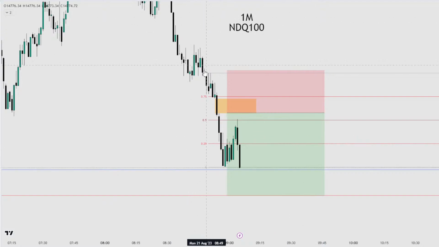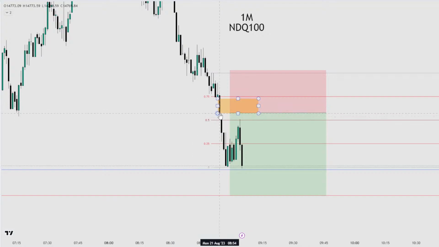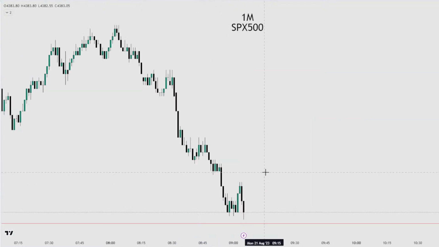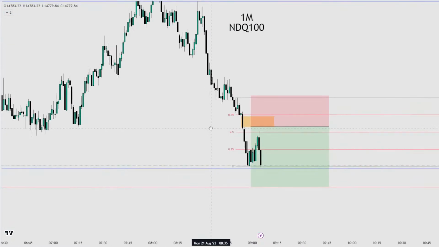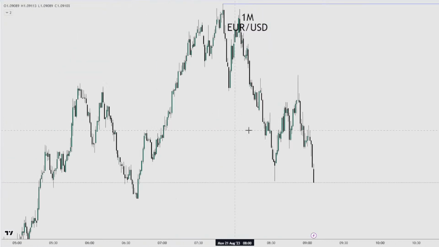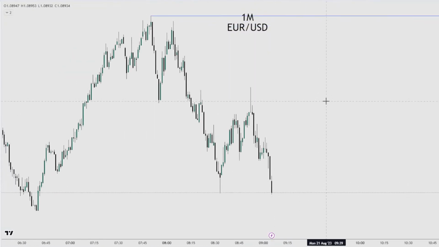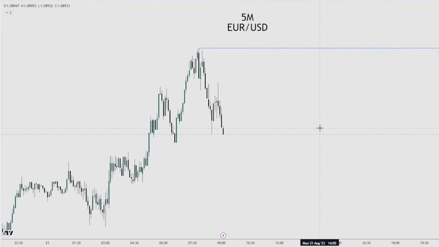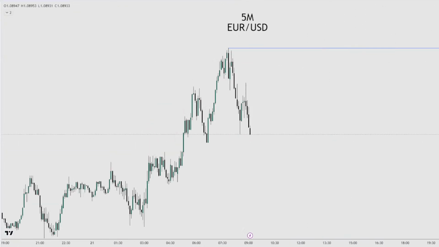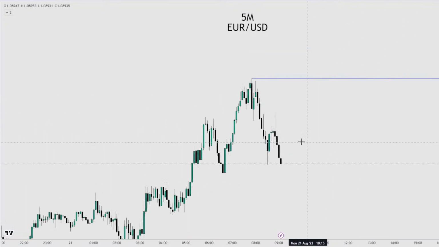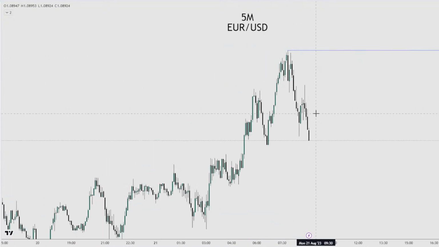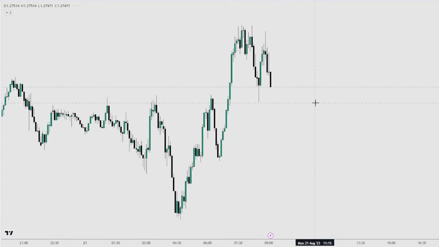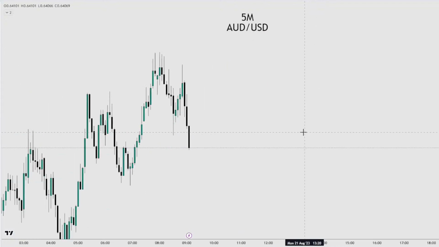Okay, so we didn't quite reach our entry. Our entry was right here. We did actually come into the gap for SPX, but Nasdaq stayed untouched. So EU going down, still very little, no entry. No entry for Nasdaq. It's 9 a.m. I don't know if we'll get a Judas swing, to be honest, at the moment. I think we are done.